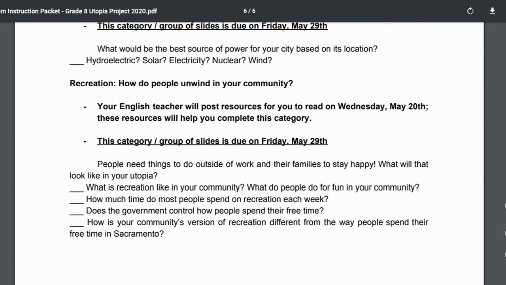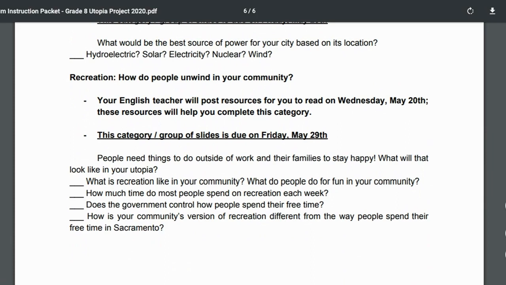Finally, the last category, how do people unwind and have fun within your community? So we will be posting different things for you, resources that allow you to read about forms of recreation. And then this is the last group of slides that you'll need to turn in. So this is your packet. This is the best source of information that you can use. And if you have any questions, as always, please contact Ms. Flaherty or myself, Mr. Applebaum.